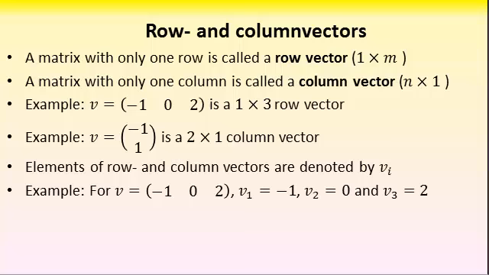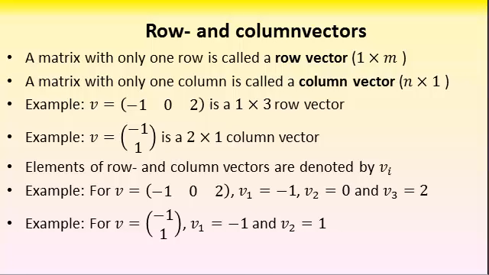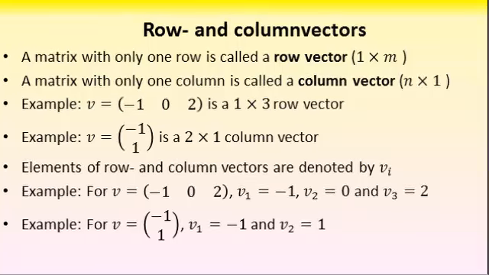it's just a little bit unnecessary because the first index we know must be 1 as it has only one row. For this second example, when v is a 2 by 1 column vector, v1 is minus 1 and v2 is 1. Using standard matrix notation, we would say v1,1 is minus 1 and v2,1 is 1.